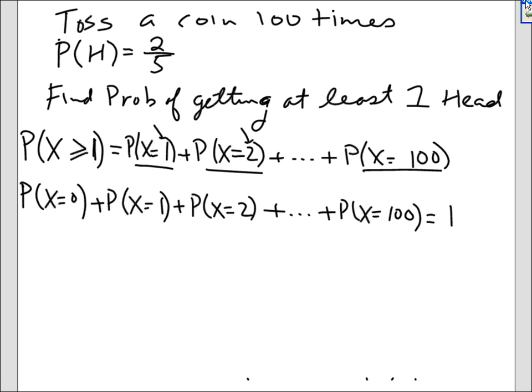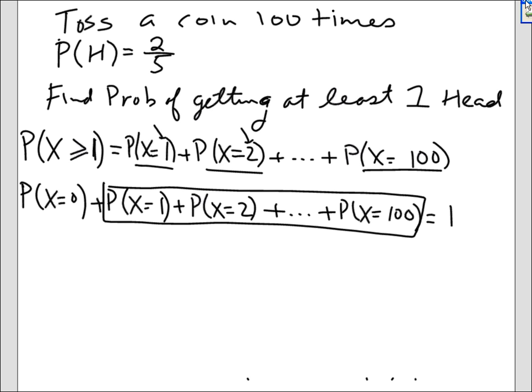It's going to be guaranteed. If you toss a coin 100 times, you will either get 0 heads, or 1 head, or 2 heads, all the way up to 100 heads. Guaranteed. Okay, well, we want to know what this is. If you look at the line above, they look the same. We want to know what this is.